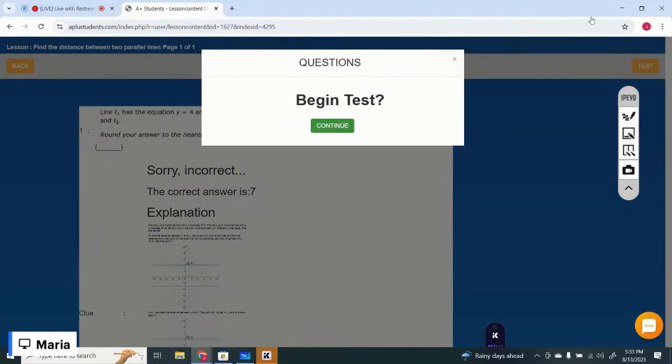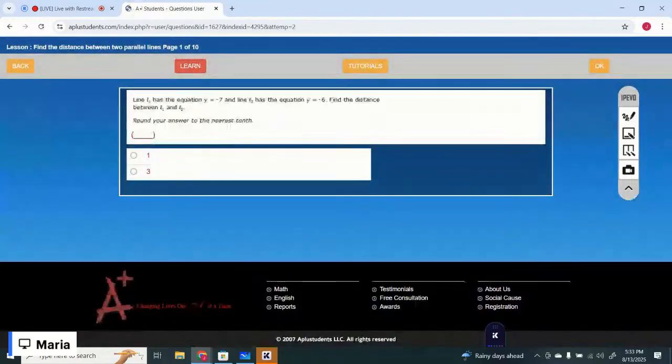Let's just start with the test questions. Line L1 has the equation y equals -7 and L2 has the equation y equals -6. Find the distance between L1 and L2. So -7 plus 6 is -1, so the distance is 1. Option number 1 is the correct option.